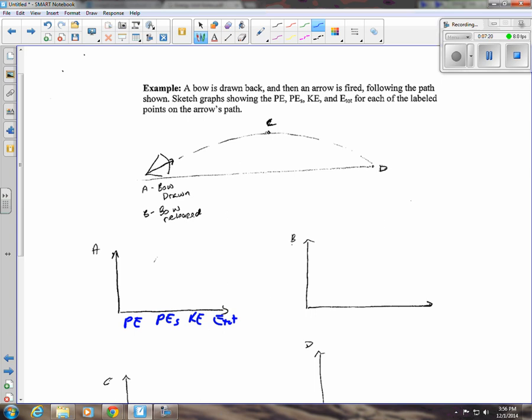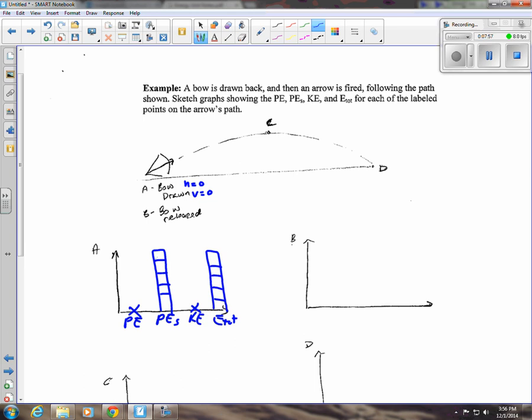Now, if I think about this, the height here is 0, so there's no gravitational potential energy. The velocity is 0 when I'm just holding up the bow drawn, so the kinetic energy is going to be 0. So I know these two are both 0. Well, where's the energy? It's all in that flexed string. And you're holding it, and that's potential energy. So I might go ahead and give it some units of potential energy, maybe 5. And that means my total energy is going to be 5.